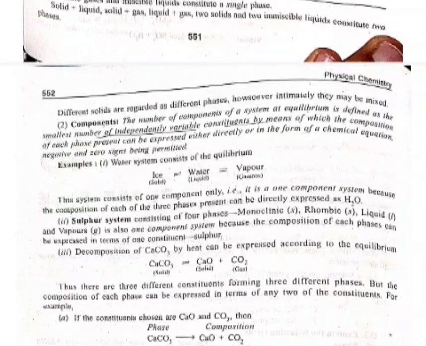Sulfur system. Sulfur consists of four phases: monoclinic, rhombic, liquid, and vapor. It is also a one-component system because the composition of each phase can be expressed in terms of one constituent. The decomposition of calcium carbonate by heat can be expressed according to the equilibrium CaCO3 ⇌ CaO + CO2. Thus, there are three different constituents forming three different phases, but the composition of each phase can be explained in terms of any two constituents.